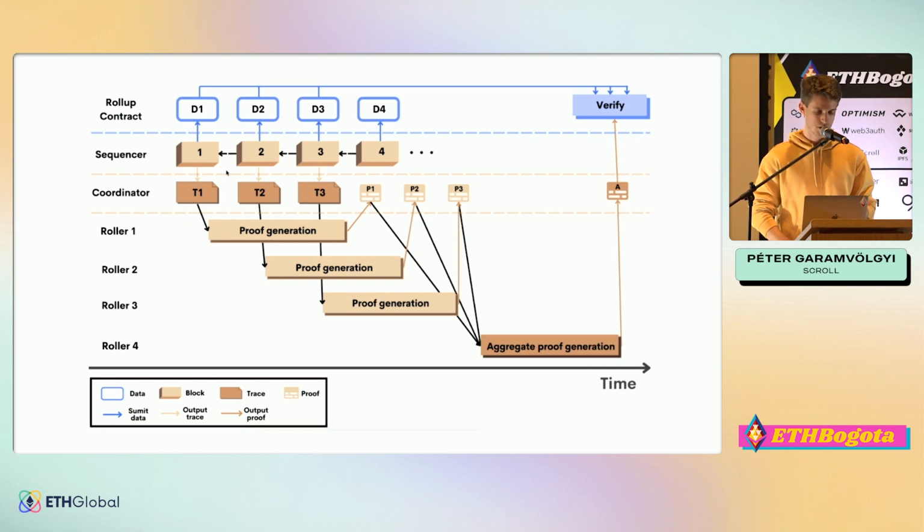At the same time, the coordinator will assign these blocks to different rollers based on some algorithm. And the rollers will start a proof generation session. So this is a pretty expensive computation, but this only has to be executed once. And later, we only just verify this proof that was created.